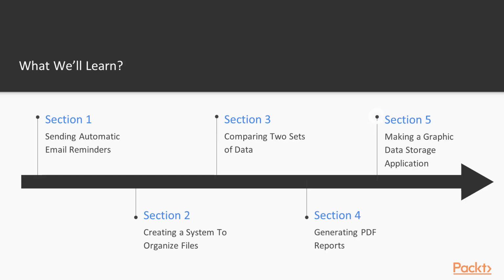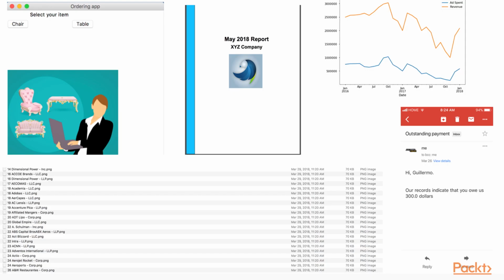Section number 5 is making a graphic data storage application. In this section we're going to go through how you can use Python and Tkinter to build a graphical application. In this case, what the application will do is you're just going to enter data. You'll have multiple windows and options, and it'll store the data into an Excel spreadsheet.